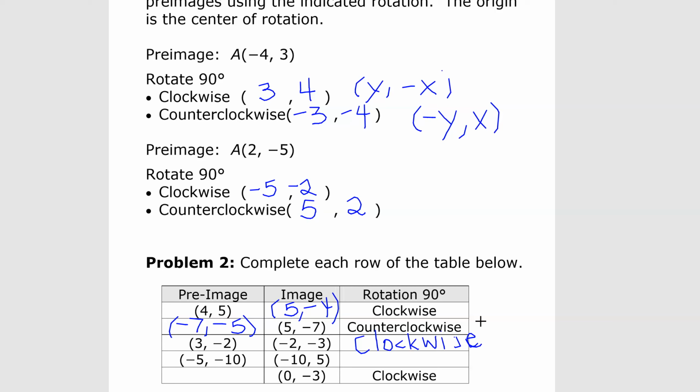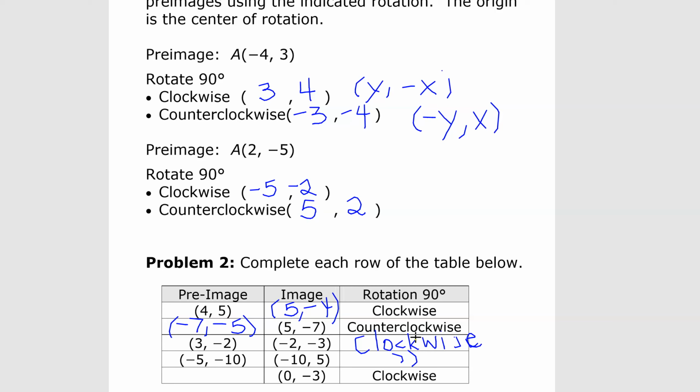Okay, in the next one, we have -5, -10. As you can see, our Y coordinate became our X coordinate and didn't change signs. Our X coordinate became our Y coordinate and did change signs. And so once again, that's this rule right here, which is the clockwise direction. I'm just going to put a ditto mark because it's so hard to write with this stylus.